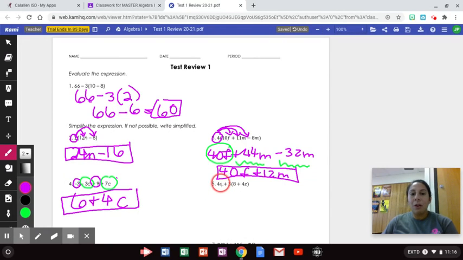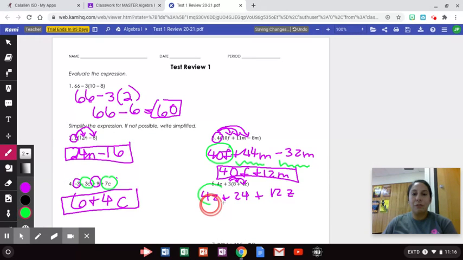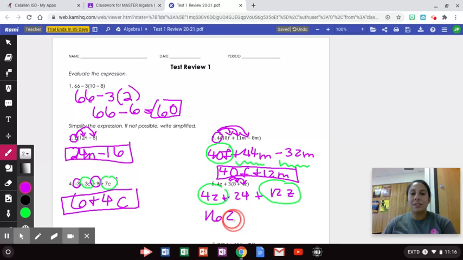Problem 5. You have 4Z all by itself, so I'm just going to rewrite my 4Z. Now you'll notice that you have the 3. The 3 has to get distributed inside the parentheses for both of these. So plus 24, and then we have plus that 3 times 4 becomes 12Z. And now we have Z's that can be put together. So I have the 4Z here and the 12Z here. So 4 plus 12 gives us 16Z plus the 24. So this is our answer for problem 5.